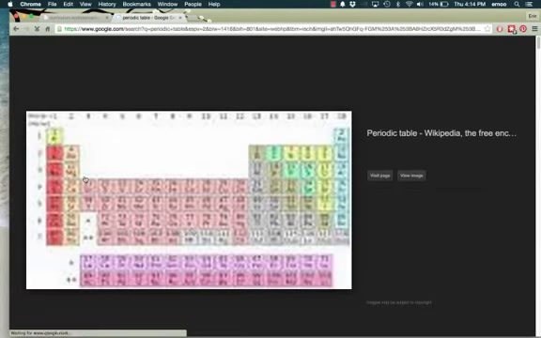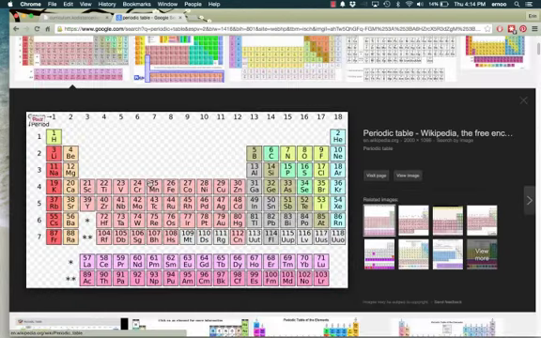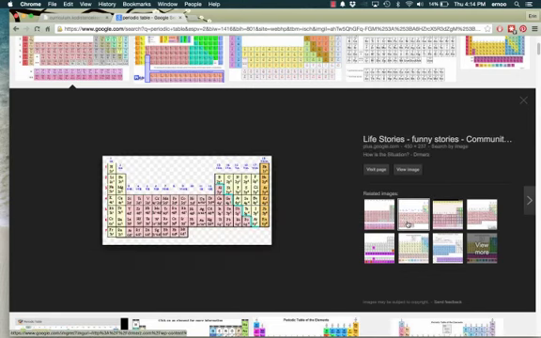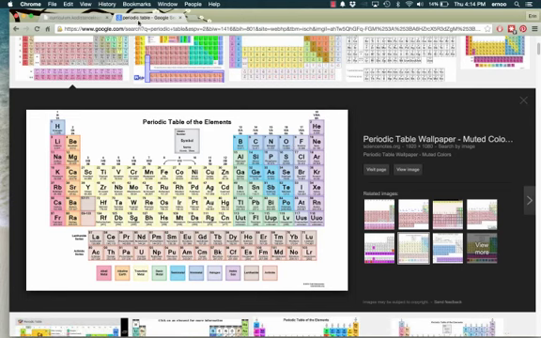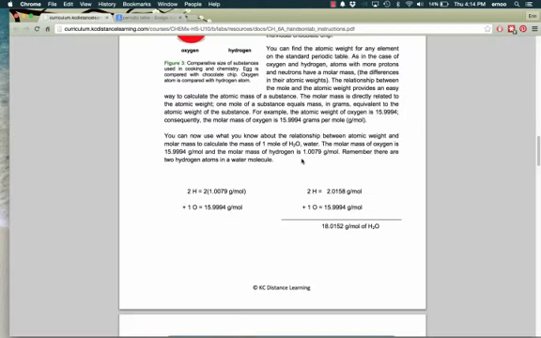Okay, so that one doesn't have weights. Here we go. Here's one. A mole of nickel would be 58.69 grams per mole. A mole of boron would be 10.8 grams per mole. Carbon is 12 grams per mole. Now I'm rounding those numbers, but here's how we write grams per mole.